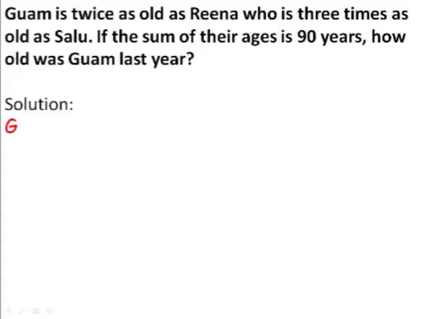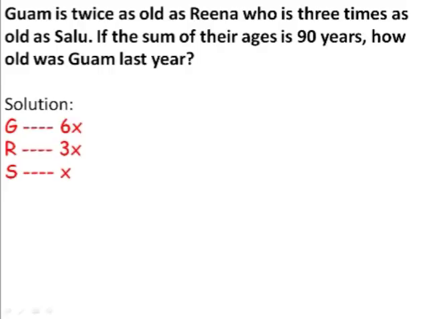First of all, let's put G for Guam, R for Rina, and S for Salu. And who is the youngest one here? Salu. So we call his age X, and Rina is 3 times, so she's 3X. And Guam is twice as old as Rina, so twice as old as 3X, that's 6X. So we have assigned these X's for their ages.